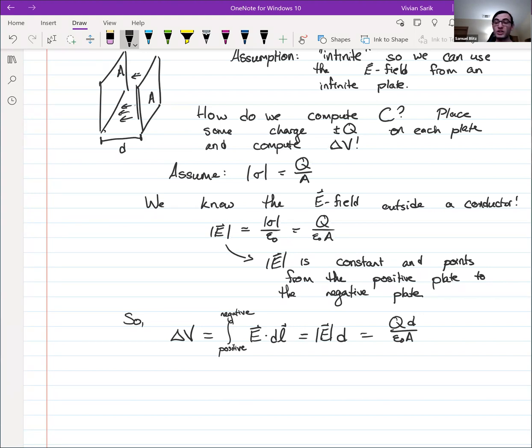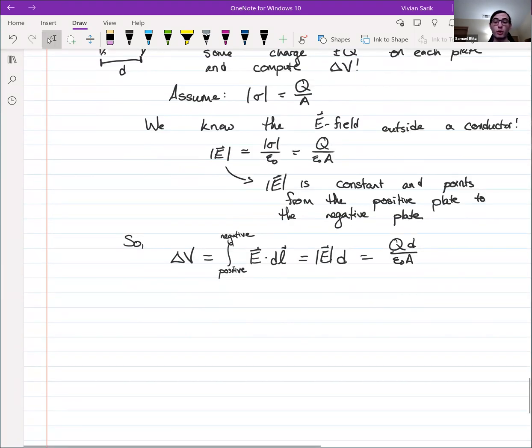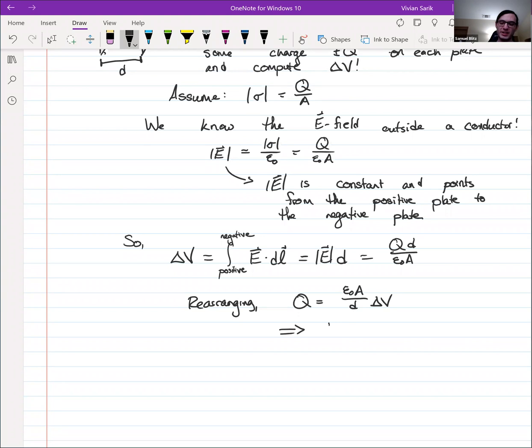And so now we just have to rearrange. By the way, what we found is that the potential difference is proportional to the charge, right? d, A, and epsilon naught are all constants. And so after rearranging a bit, we find that Q is equal to epsilon naught A over d times delta V, and hence the capacitance C is given by epsilon naught A divided by d. Capacitance is just the thing you multiply delta V by to get the charge.